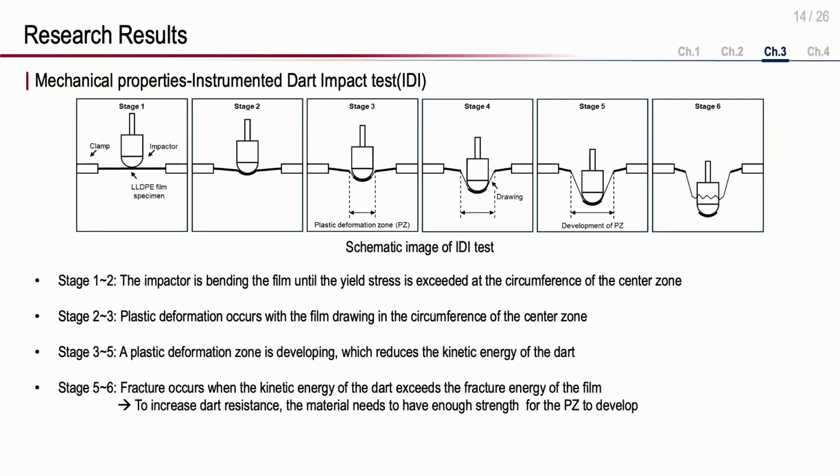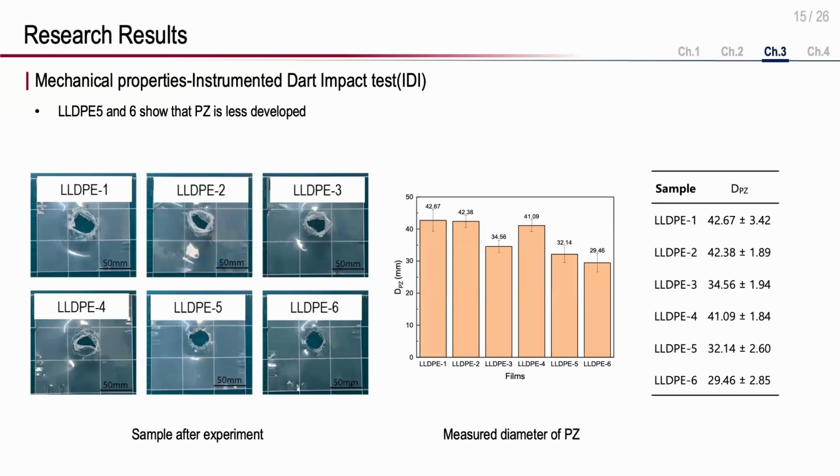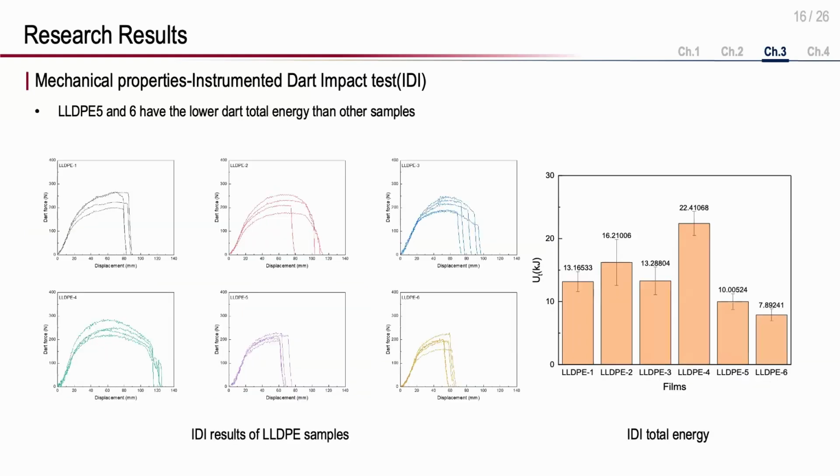Consequently, to increase the dart resistance, the material needs to have enough strength for the PZ to develop. And this is the sample after the experiment, and we measure the diameter of the PZ. We can see that LDP 5 and 6 show that the PZ is less developed. And then these are the IDI results of the LDP samples. We show that LDP 5 and 6 have lower dart total energy than other samples.